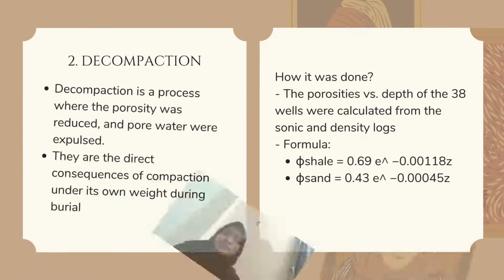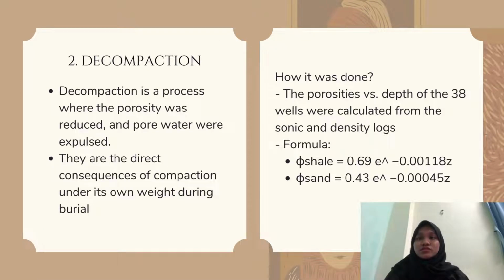The compaction method is a process where the porosity is reduced and pore water is expelled. These are direct consequences of compaction under its own weight during burial. So how has the process taken place? Firstly, the porosity versus depth of 38 wells was calculated from the sonic and density logs.